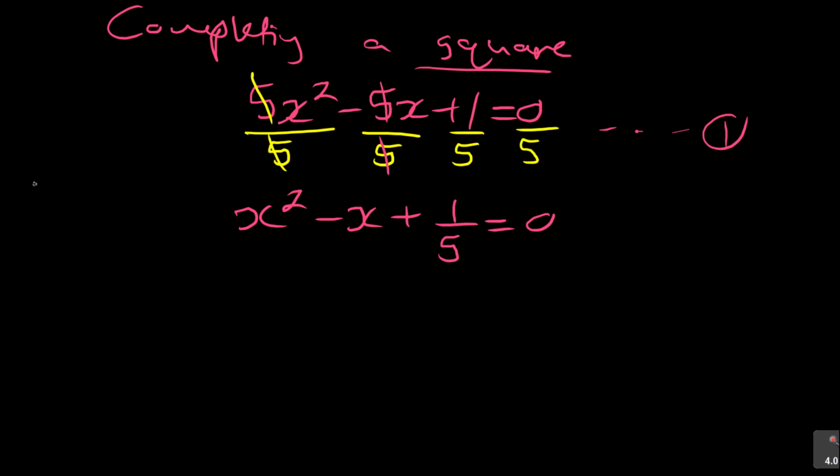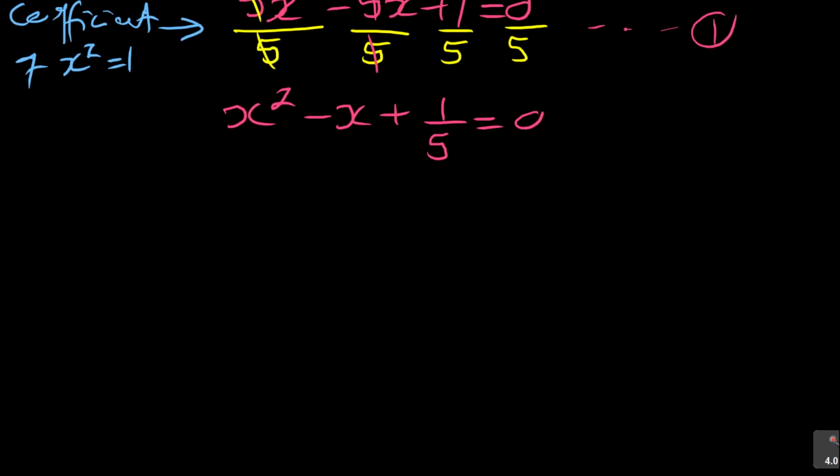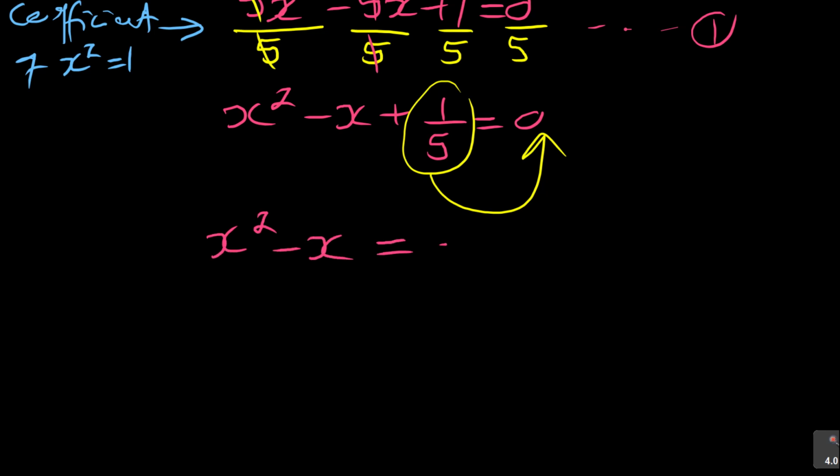That's step number 1. Make sure that the coefficient of x squared is 1. Alright, so here I can say coefficient of x squared equal to 1. That was step 1. Step 2, ensure that this positive 1 over 5 goes to the other side. Alright, so what will you have? You have got x squared minus x is equal to negative 1 over 5. Alright, that is step number 2.